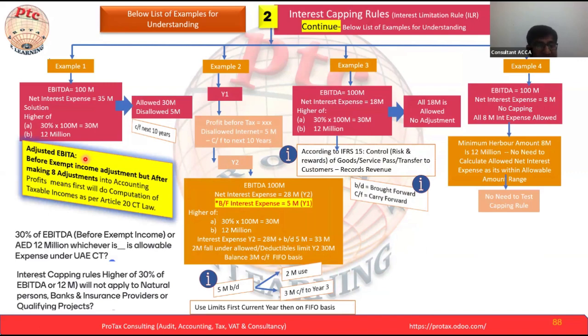Okay, before going through, there is one question from Ms. Farhana. I have one query for the interest limitation rule, the ILR: for insurance and banks it does not apply. That means they can, yes, for banks and insurance companies, there is no interest capping rule. For them, there is no interest capping rule. The 100% will be allowed, because these two industries are different.